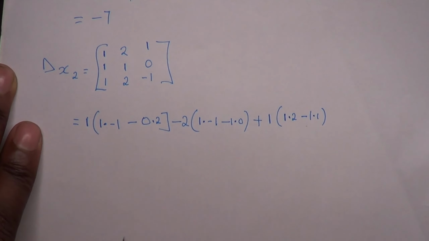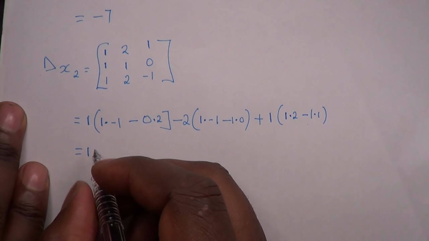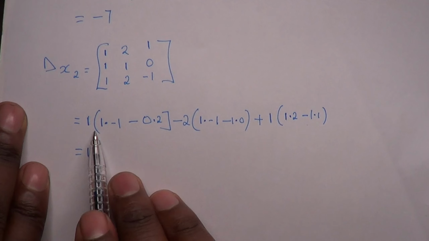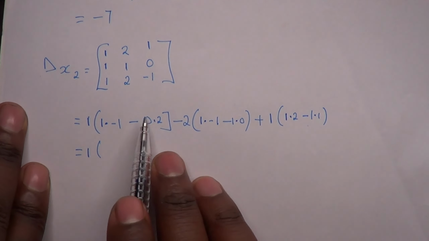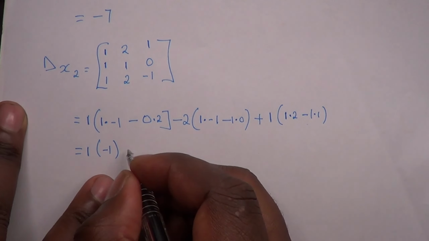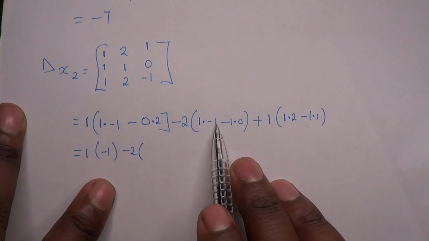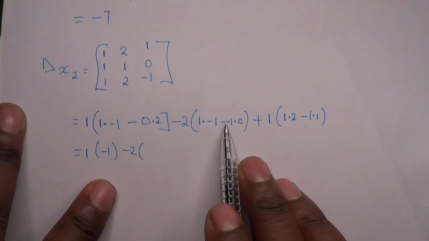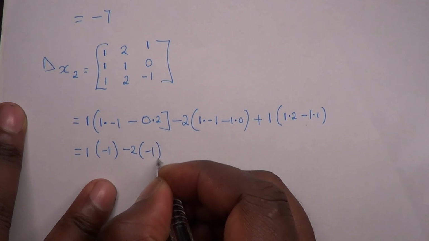Okay, so let me simplify them. Now it will be 1 into 1 times negative 1, that's negative 1, minus 0 times 2, that is 0. Now negative 1 minus 0, that's negative 1. Then minus 2 into 1 minus 1. 1 times negative 1, that's negative 1. Negative 1 minus 1 times 0, that is 0. Now negative 1 minus 0, negative 1.